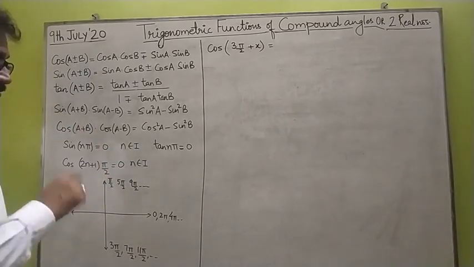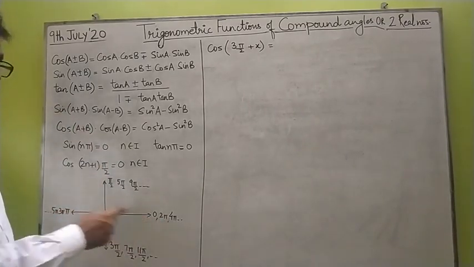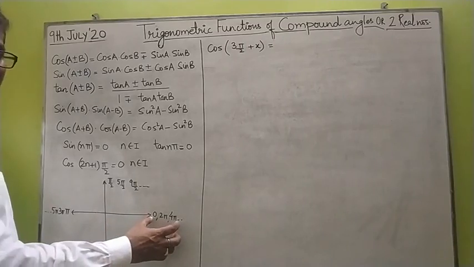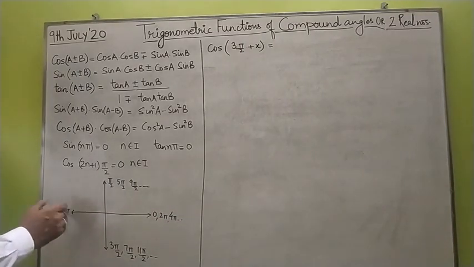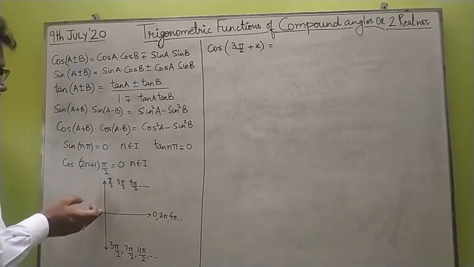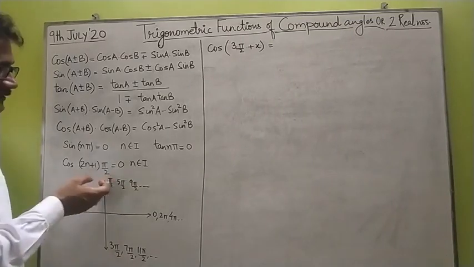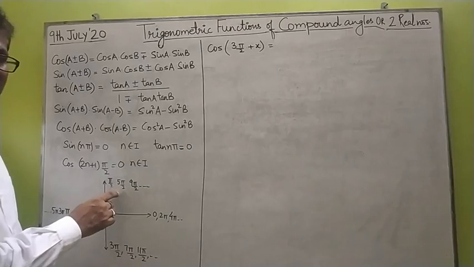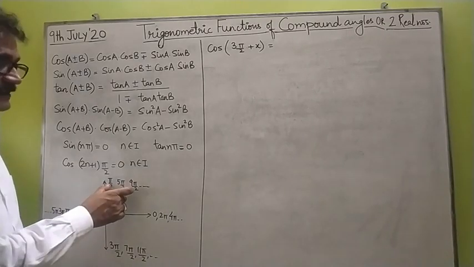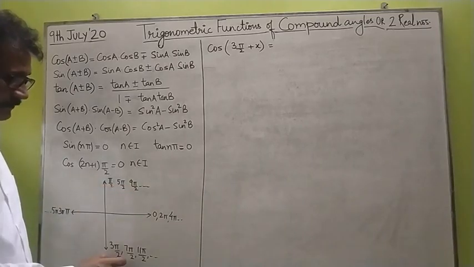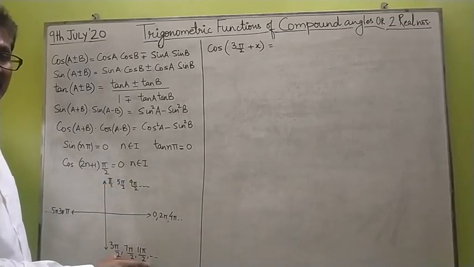Besides that, I have also told you that for angles which lie on the horizontal line, cos takes up the positive value for angles on the right side and the negative value for angles lying on the left side. Whereas sine, for angles which lie above the x-axis on the positive side, takes up a plus value, and for the others sine takes up the negative value. Tan takes up positive infinity for these angles and negative infinity for these angles.